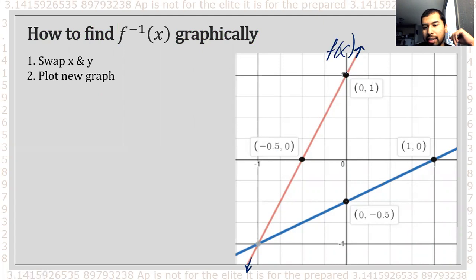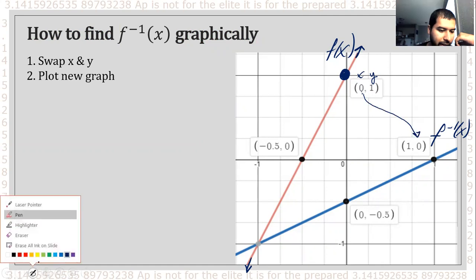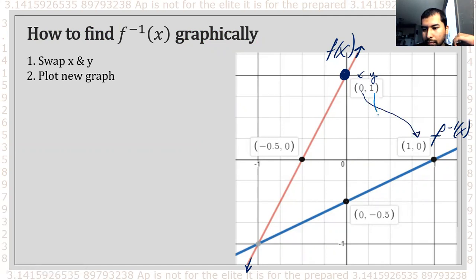If I get a nice point right here and I label it for you, 0, 1, 0 horizontal, 1 in height. This is my x, this is my y. And if I want the inverse, let's call it this blue function, it's going to be swapped. So now my x will be my y, and then my y will be my x. That's what you're doing for every single point.